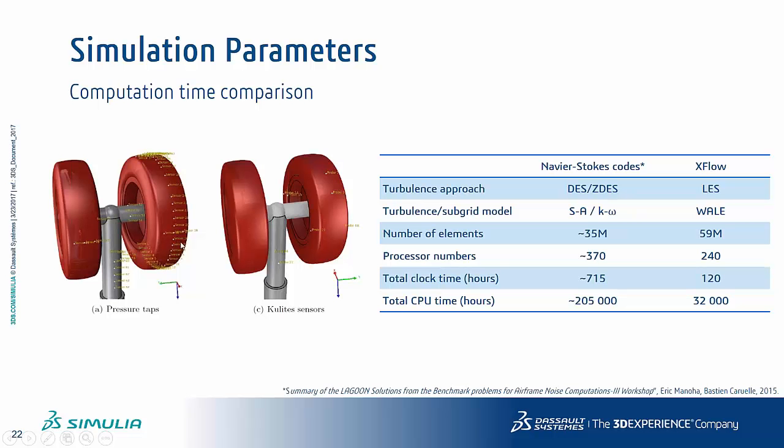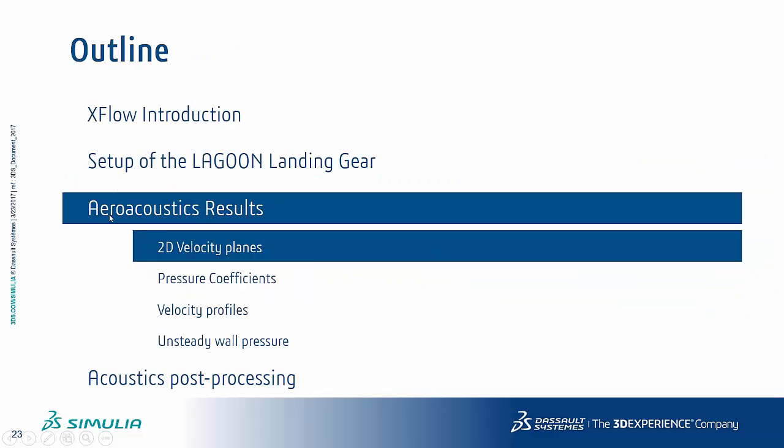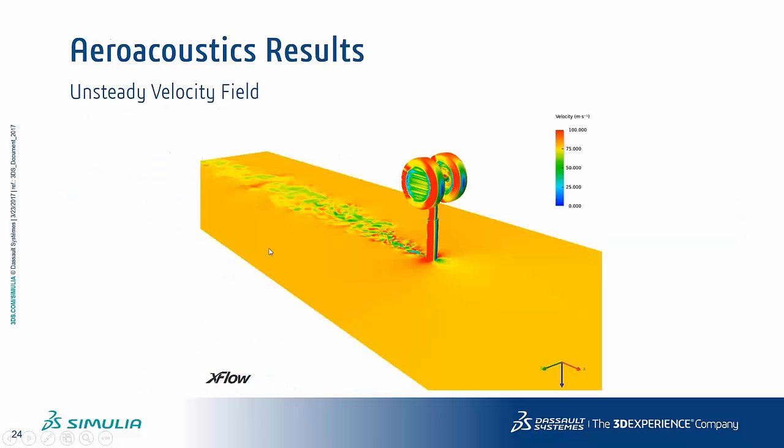So that's what we've done here. On the left you can see all the sensors, the taps and the Kulites. The Kulites are for measuring acoustic values, so spectra of pressure, and then here you've got some other pressure taps where we measured the pressure coefficients. So, our acoustic results now; we'll start with 2D velocity planes.